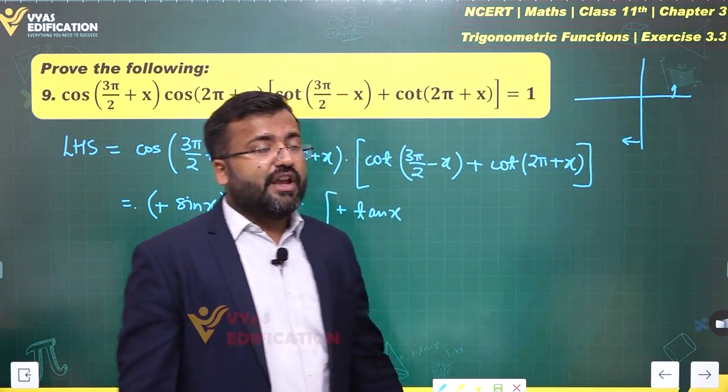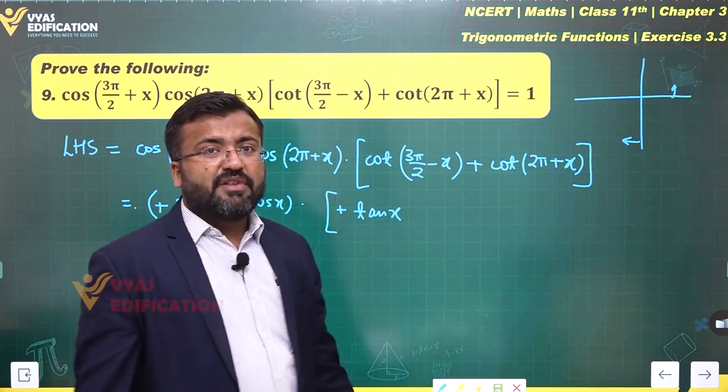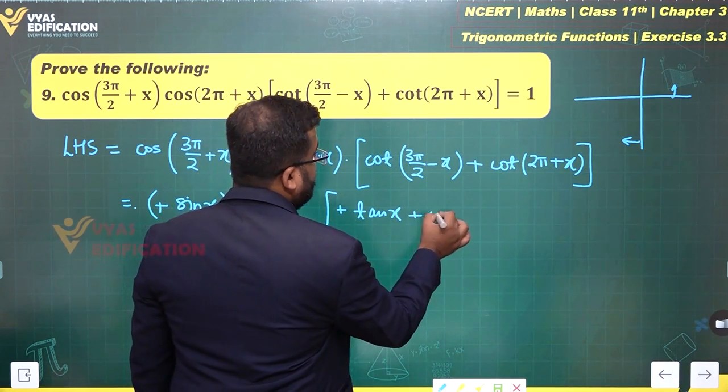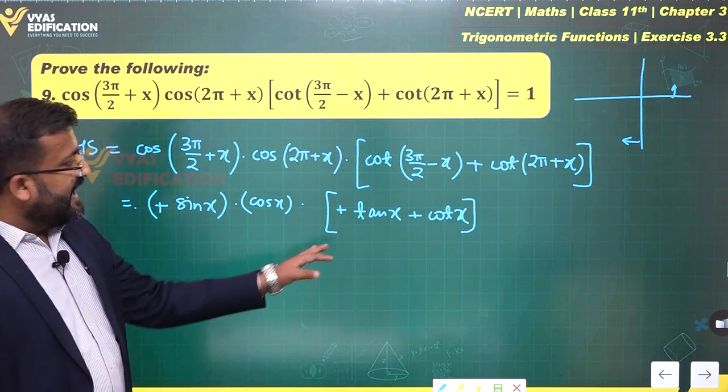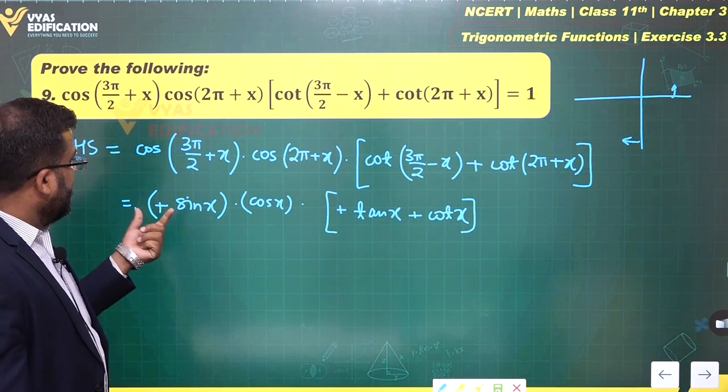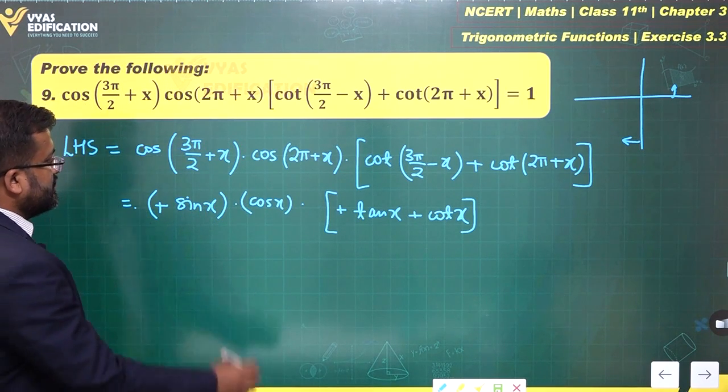This is the location that I'm looking at. In the first quadrant, cot of 2 pi plus x would actually be equal to simply cot x. This is what you have. So tan x plus cot x in the bracket, and sin x times cos x over here. This is what we have.